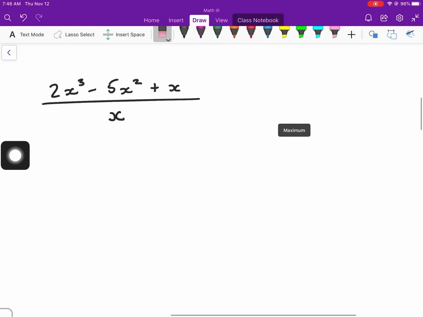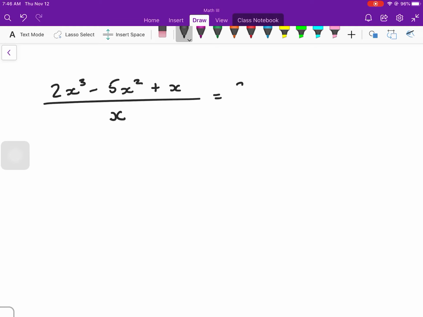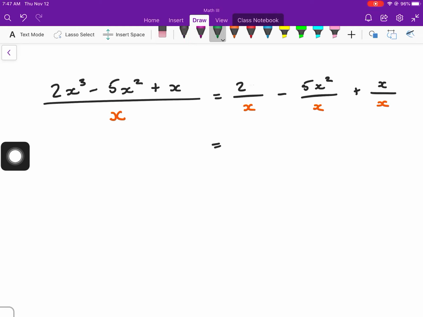So I'm going to go ahead and separate this out, divide each one by x. So I'm going to have 2x cubed divided by x, minus 5x squared divided by x, plus x divided by x. So each of these terms gets divided by x. Now what's x cubed over x? If you remember, x cubed is the same thing as x times x times x. So you have 3 x's on the top. One of them is going to cancel out, leaving you with 2 x's on the top. So it's going to be 2x squared. So you basically take away an x from the x cubed, and it becomes an x squared.